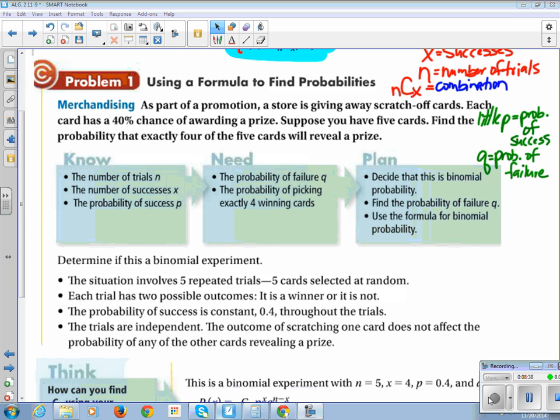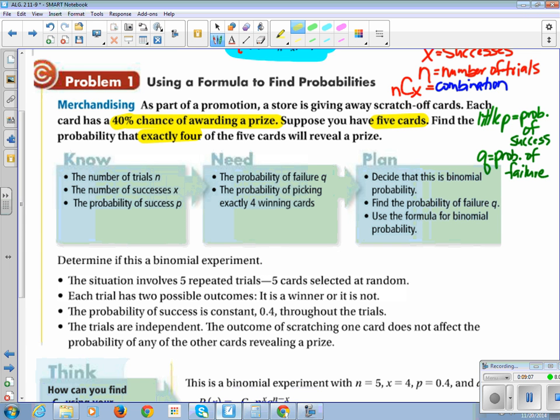As a part of a promotion, a store is giving away scratch-off cards. Each card has a 40% chance of awarding a prize. And let's highlight information as we see it. Definitely know that 40% chance of awarding a prize is going to be important. This 5 cards is going to be important. Find the probability that exactly 4 of the 5 cards will reveal a prize.